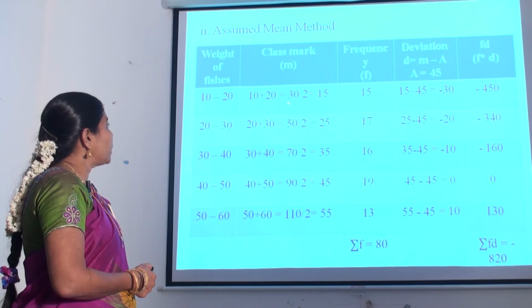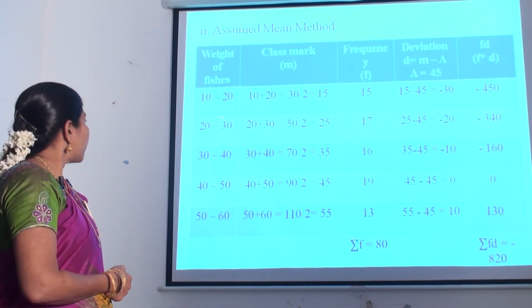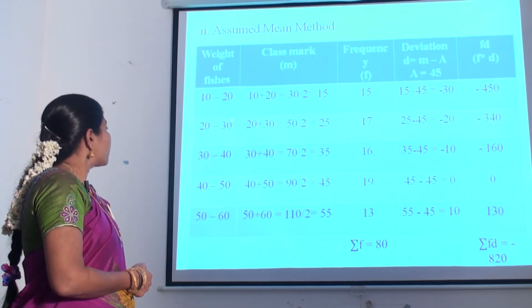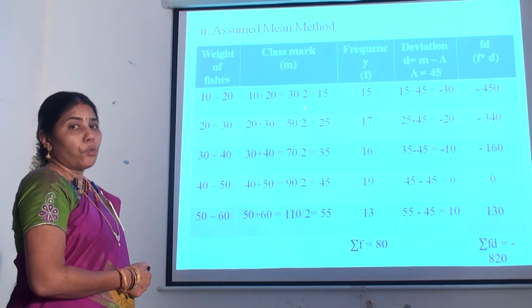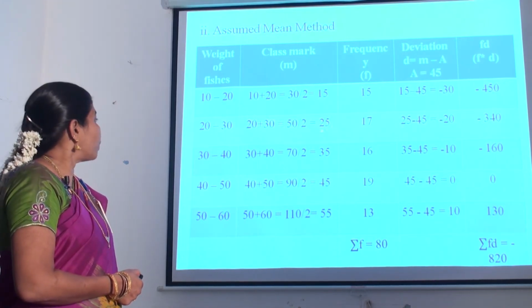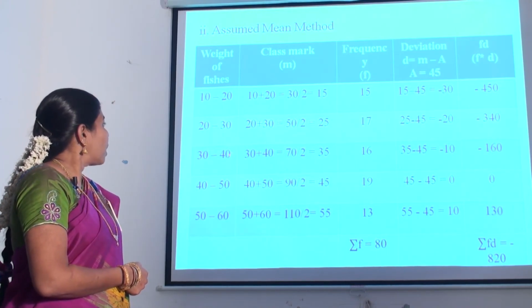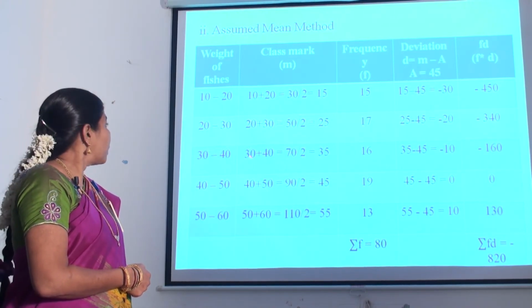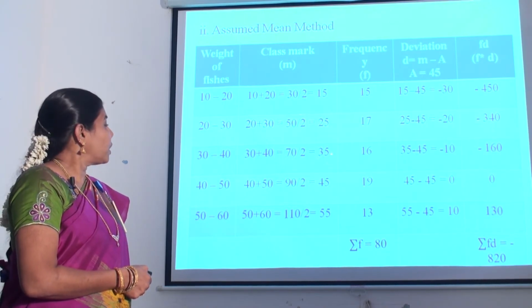Here in this class 10 is lower limit and 20 is upper limit. So 10 plus 20 is equal to 30 divided by 2 is equal to 15. In the second class 20 is lower limit, 30 is upper limit. That is 20 plus 30 is equal to 50 divided by 2 is equal to 25. Then the third class 30 is the lower limit and 40 is the upper limit. 30 plus 40 is equal to 70 divided by 2, that is 35.